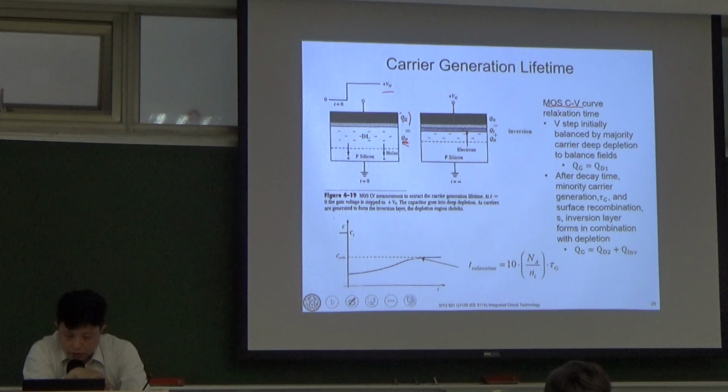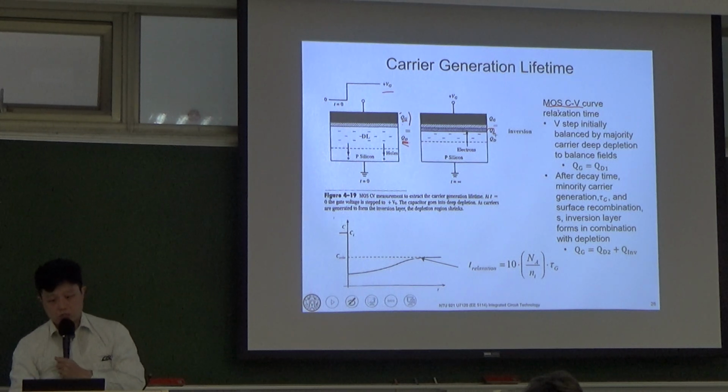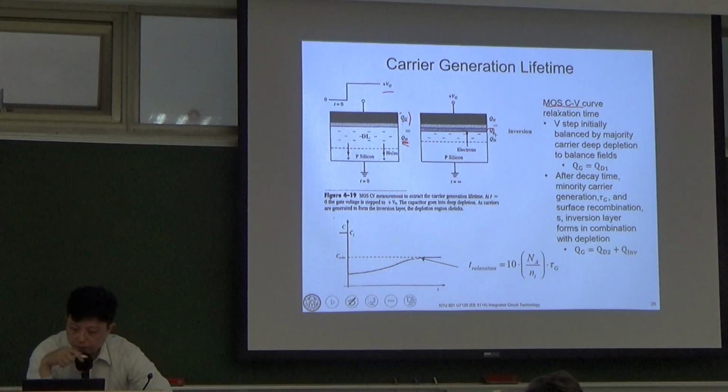And as you continue to apply this voltage over time, you will attract some electrons, which are the minority carriers inside your p-type silicon, and you can form this inversion channel, this Qi. So now Qg equals Qi plus Qd. Once you have Qi, your depletion layer will become smaller, so this Qd is smaller here.